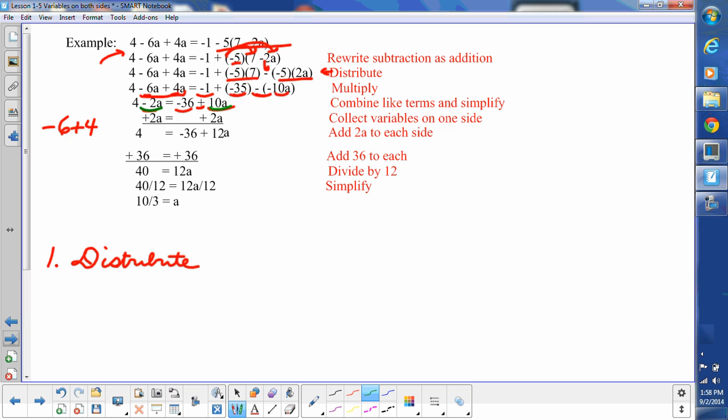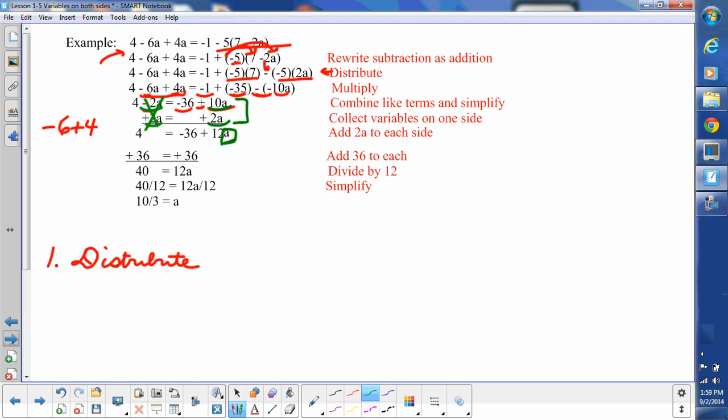To collect our variables on one side, we will add 2a to each side. When we do so, negative 2a plus 2a is 0, so that goes away. We're left with 4 equals negative 36 plus 10a plus 2a is 12a. Now we have our variables on one side, and we have an equation to solve.